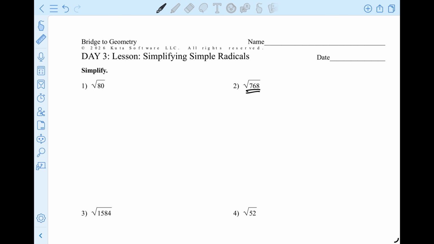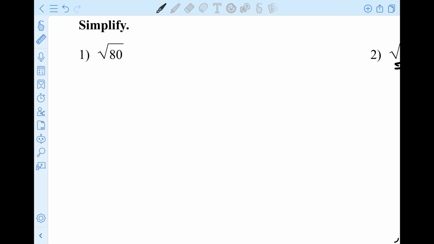So remember, I'm simplifying the square root of 80, right? So what I need to do is divide 80 by my perfect squares. So let's divide 80 by 4. All right, I get 20. So this works. But remember, I need to find the biggest perfect square. So I'm going to keep going. 80 divided by 9 doesn't work. Let me write it out. Does not work. All right, let's try it that way.